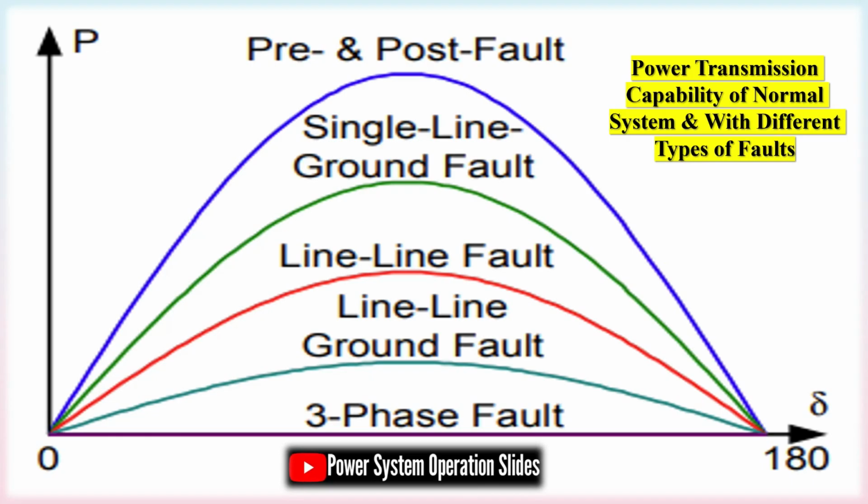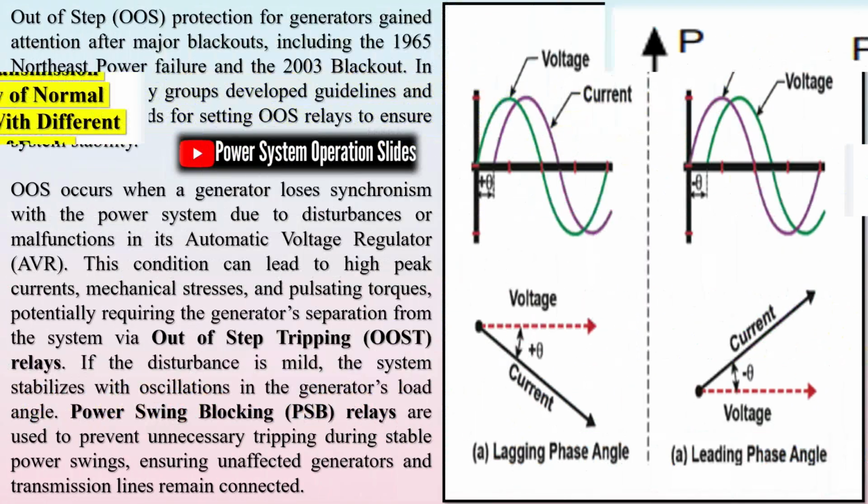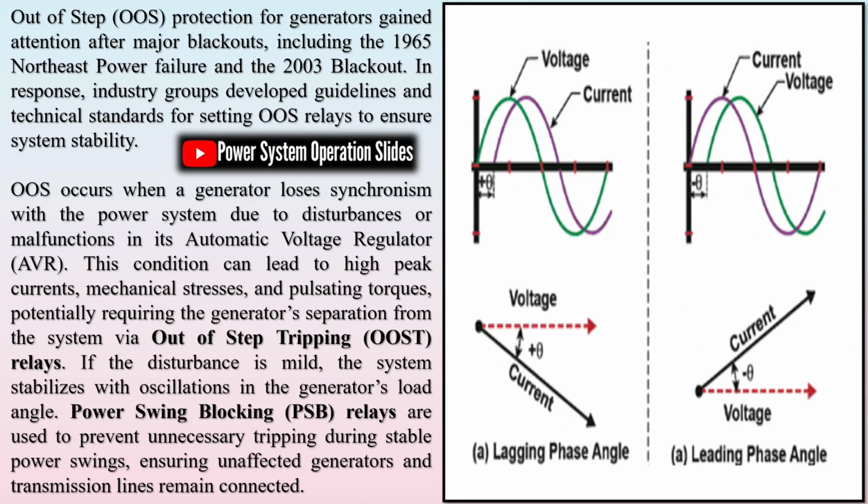impact of disturbances. Out-of-step protection for generators gained attention after major blackouts, including the 1965 Northeast power failure and the 2003 blackout. In response, industry groups developed guidelines and technical standards for setting OOS relays to ensure system stability.